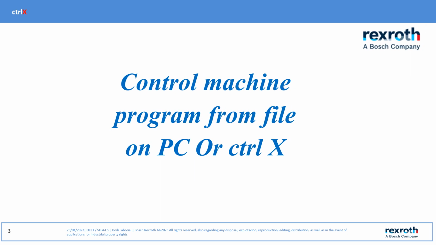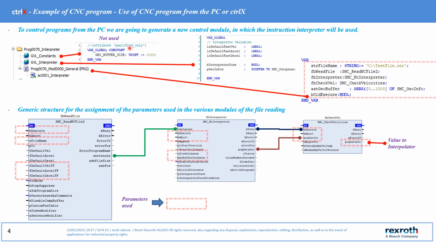Control machine program from file on PC or ctrlX. To control the programs used from the control or from the PC, we will generate a new folder. To control the interpreter, we must use the next modules. Is MC read NC file 2, is MC NC interpreter, is MC check velocities. In the image we can see the generic structure with the three modules joined.